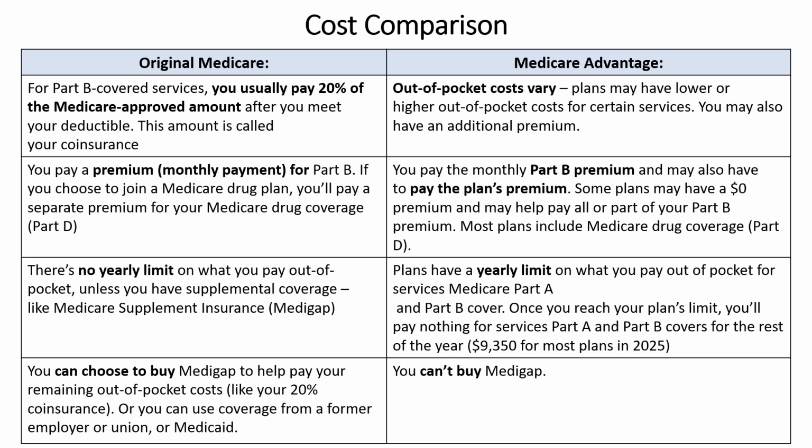You can choose to buy a Medigap policy to help pay your remaining out-of-pocket costs like your 20% coinsurance, or you can use coverage from a former employer or union, or Medicaid.